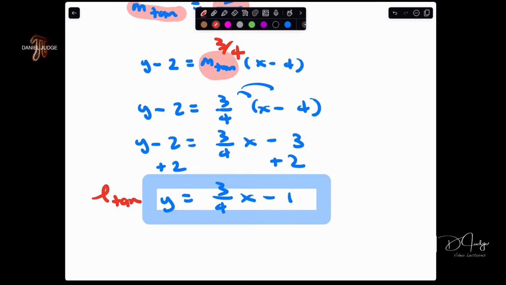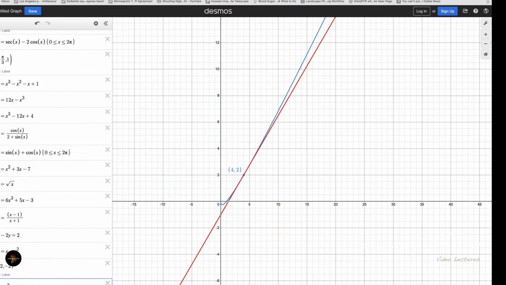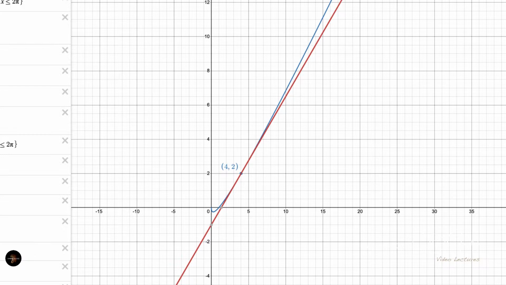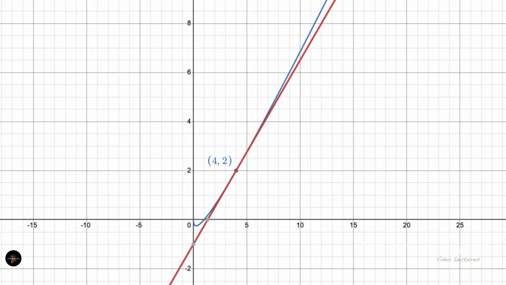So let's go back and look for the curve. Here it is. Here's the point. So let's put 3/4 x minus 1. And let's go take a look at this. And so, ladies and gentlemen, there is the curve in blue and the tangent line in red at the point (4, 2). There it is.